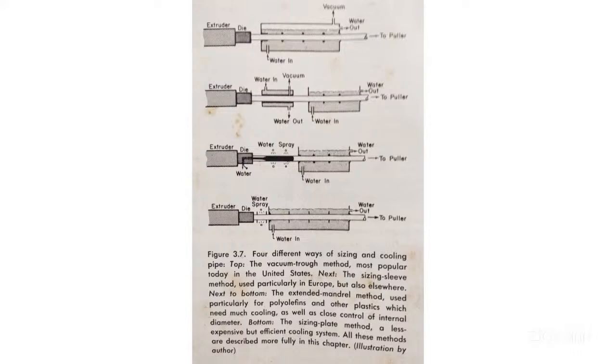Here, friend, there are 4 methods I told you to give the final shape to the pipe. See, the first one is the vacuum trap method. Here is a very small sleeve, a brass sleeve. It's the perforated one. At this gap, I told you 2 to 8 inch gap is there. 2 to 8 inch.